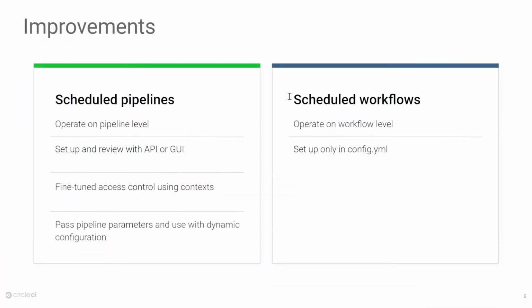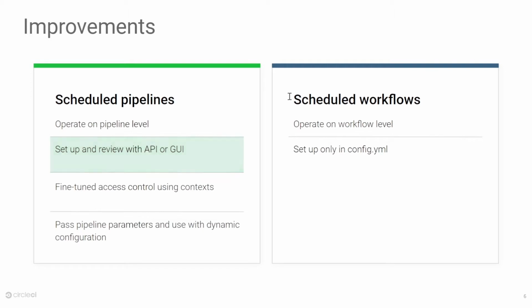These are some of the things that are much improved with the new scheduled pipelines. As you might expect, we now schedule entire pipelines, including any pipeline parameters we wish to pass in. As scheduling is done outside of the configuration file, we're able to query and set schedules using both the API and the UI, which allows more flexibility with who manages the schedules and execution.